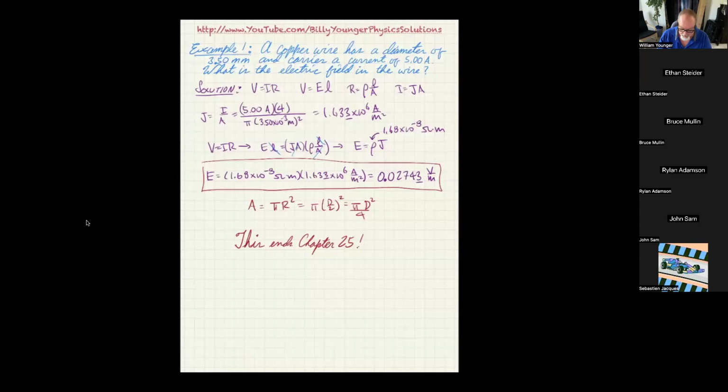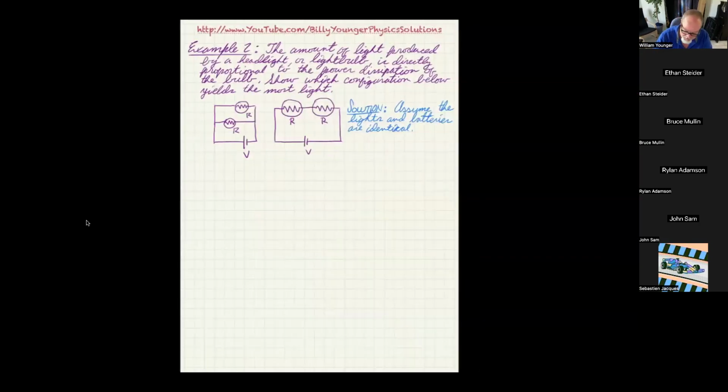So let me kill this, go back to my examples. So we're now ready to go to chapter 26, and this is the example I just finished telling you about. I said the amount of light produced by a headlight or light bulb is directly proportional to the power dissipation of the bulb. Show which configuration below yields the most light. So what I mean by this is, for instance, if you have an incandescent bulb, we know that the power dissipated is this big number, like a 100-watt incandescent bulb dissipates 100 watts of power. But it's not uncommon to find that 2% or 10% or 18% of that is actual light. The remaining is all just heat.